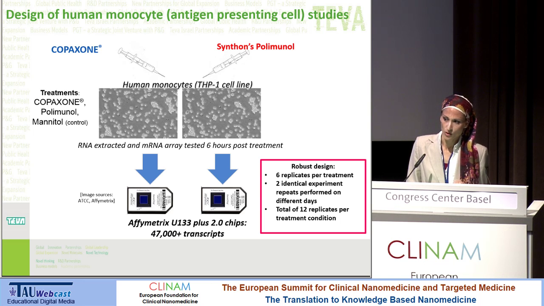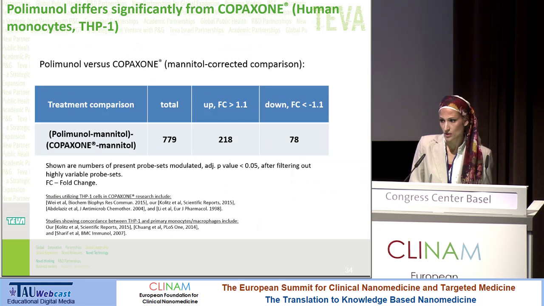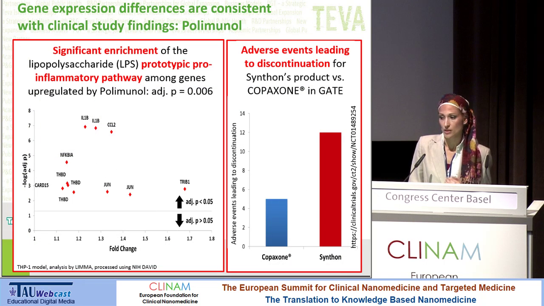Then we also modeled the antigen-presenting cell side of the immune response. Hundreds of genes, again, were affected, including pro-inflammatory pathways that were upregulated significantly by the FOGA compared to Copaxone, specifically LPS, which is a prototypic pro-inflammatory pathway, I'm sure many of you know.